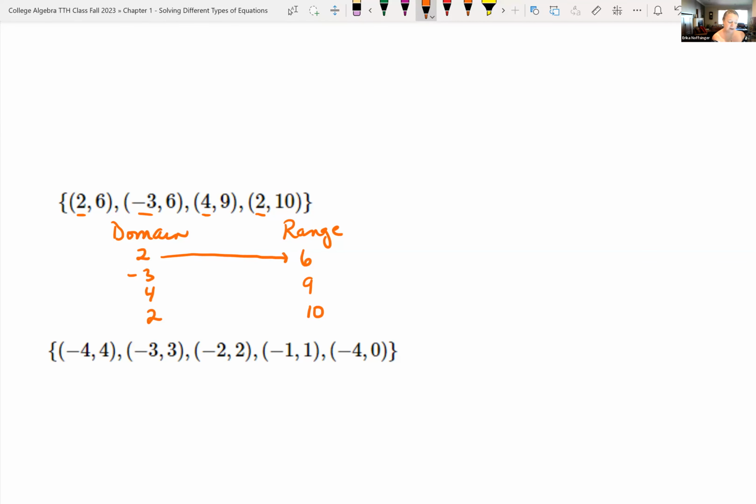So that input of 2 gives us back 1 output. So that's good. -3 goes to 6. So this one input of -3 spits out 1 output of 6. 4 goes to 9. And 2 goes to 10. So for every input, that input gives us back 1 output. So yes, a function.